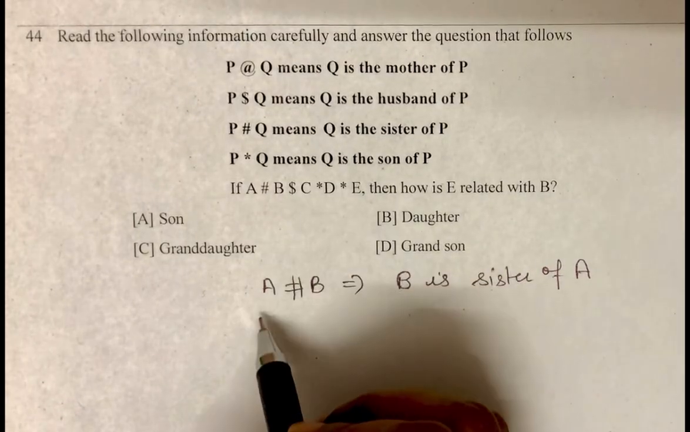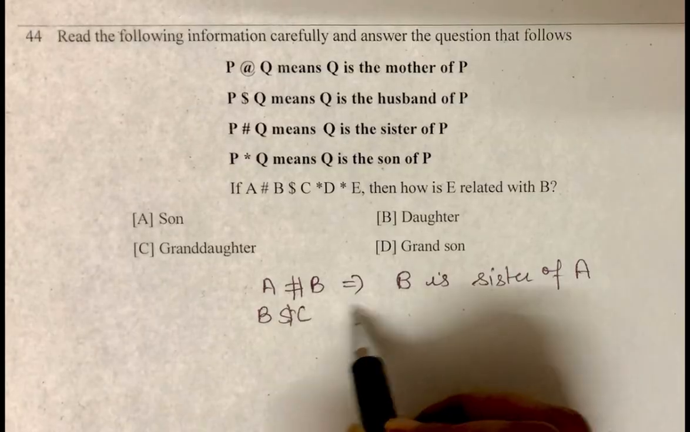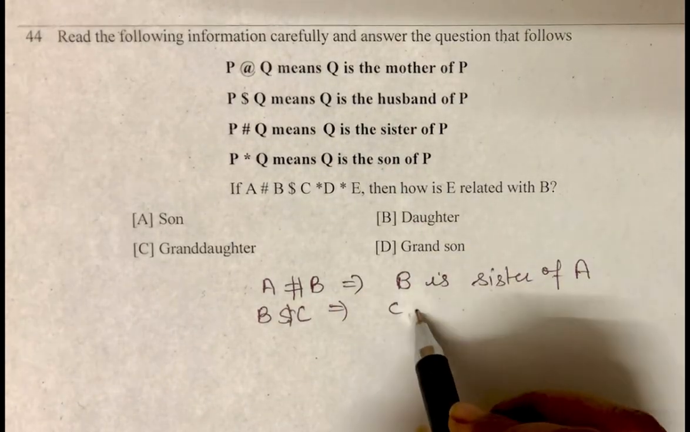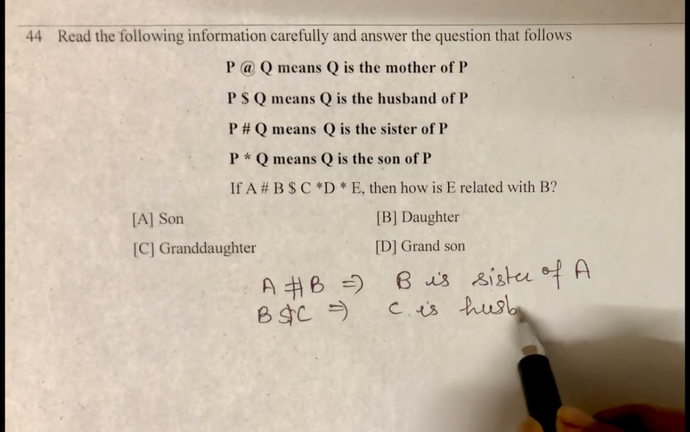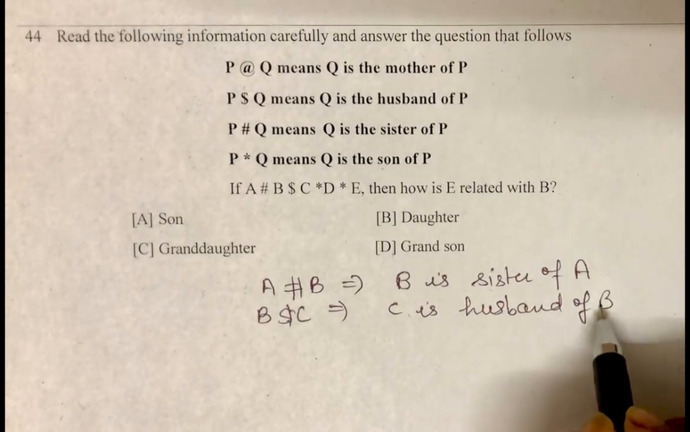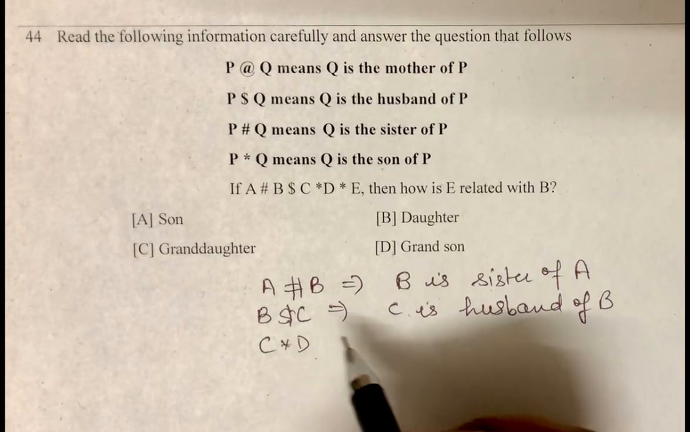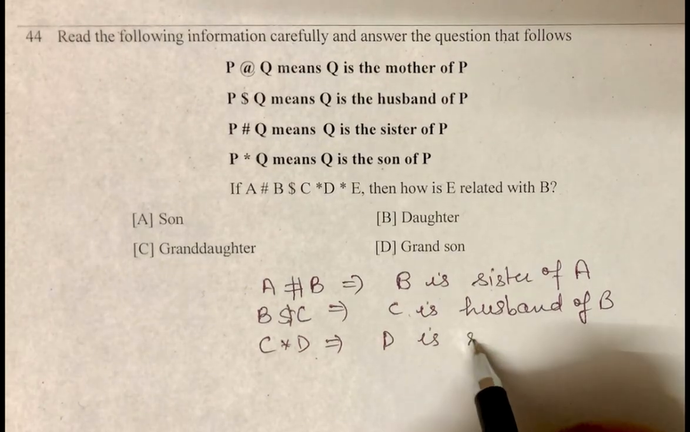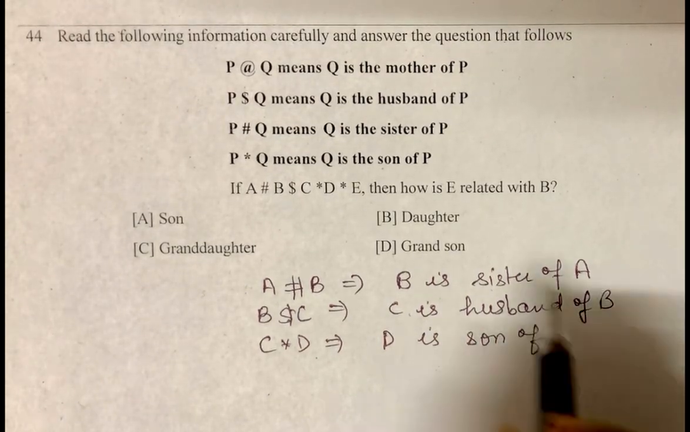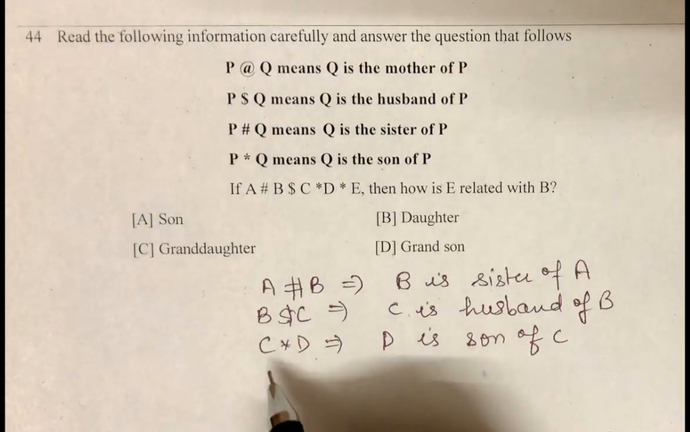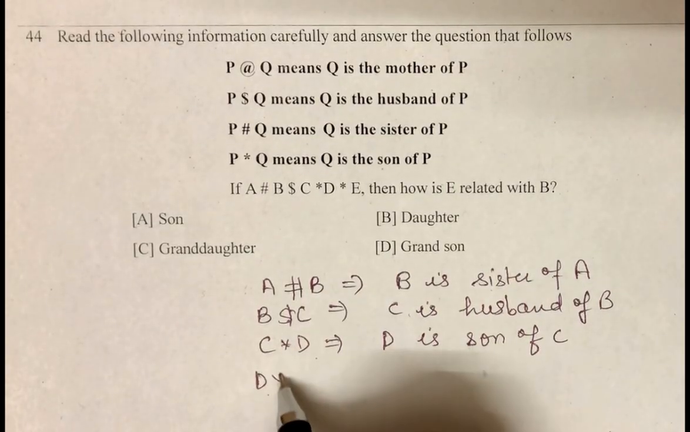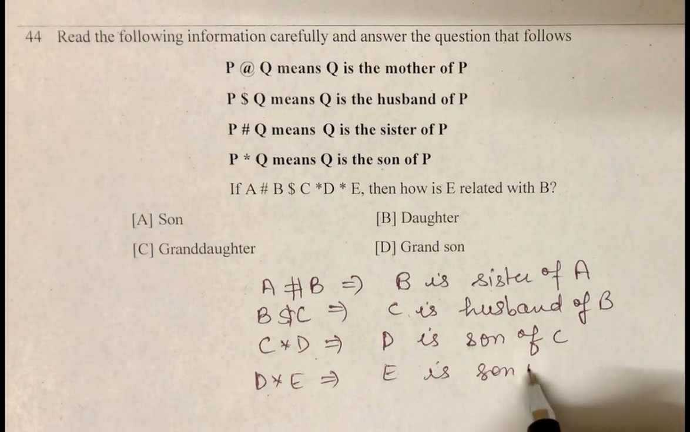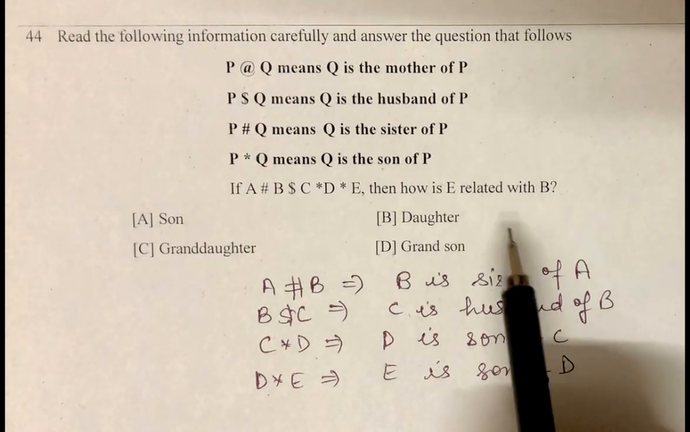Then B$C means C is husband of B. Then C*D, this means D is son of C. From here we can check these relations. And in last D*E, this means E is son of D. So we have to find the relation between E and B.